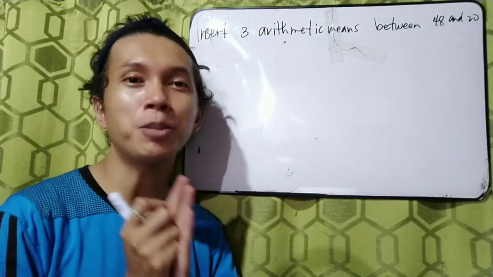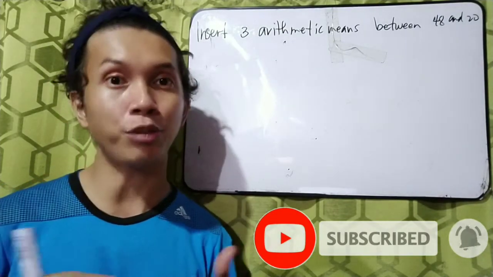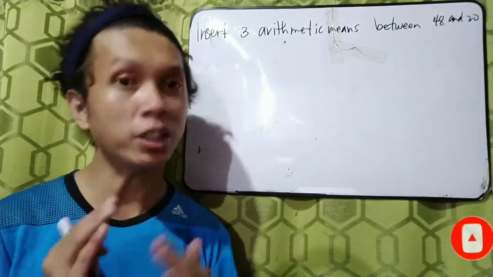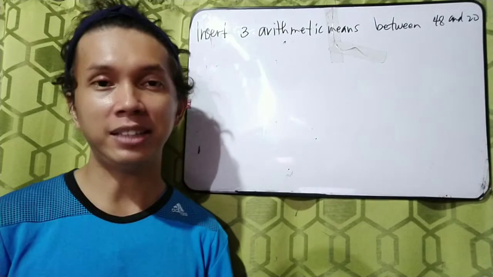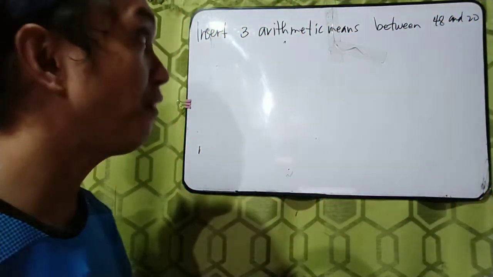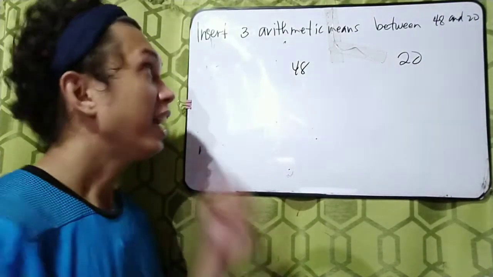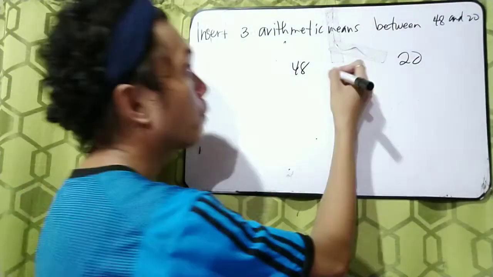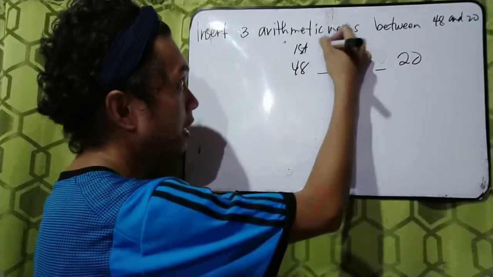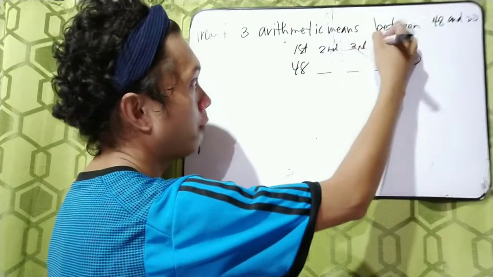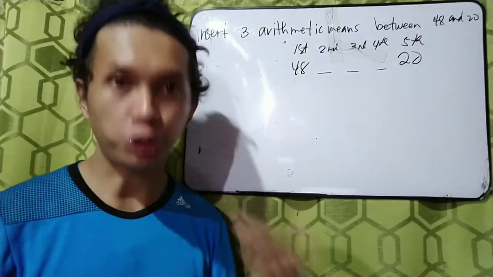Hello everyone, welcome to my class, and in this video we are going to solve for arithmetic means. If we try to recall, arithmetic means are terms between the first and the last term of an arithmetic sequence. In this problem, we have the first term, which is 48, and the last term, that is 20. And our arithmetic means are 1, 2, 3. So this will be our first term, second term, third term, fourth term, and then the last term, which is the fifth term.